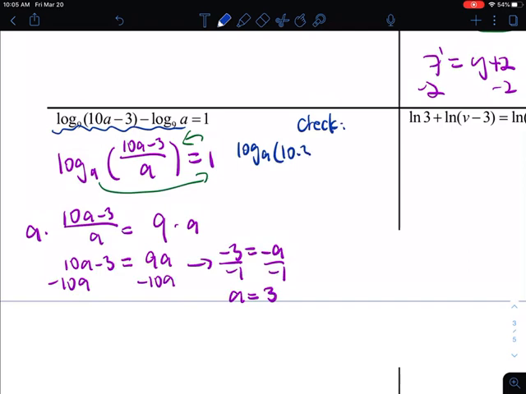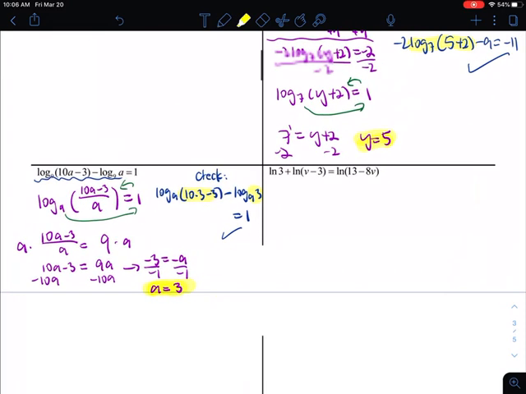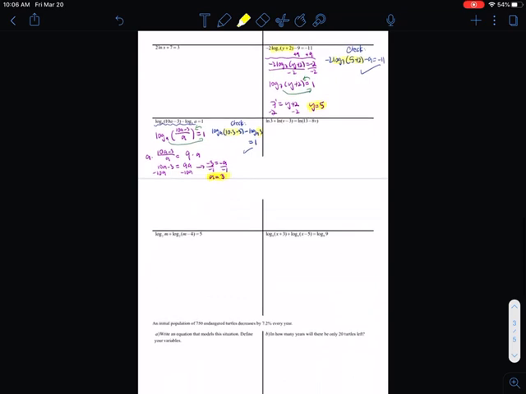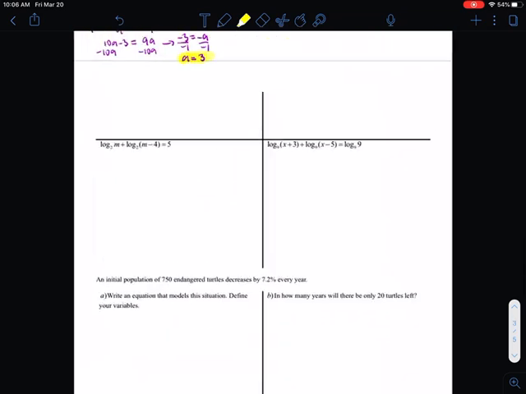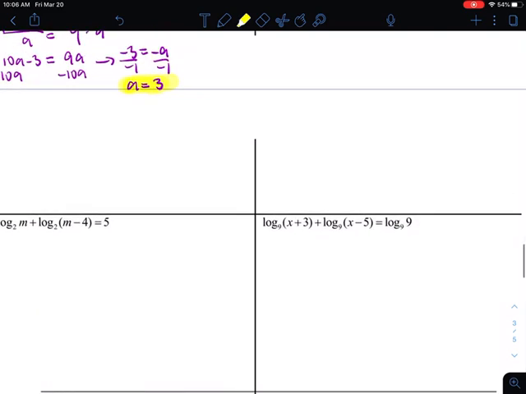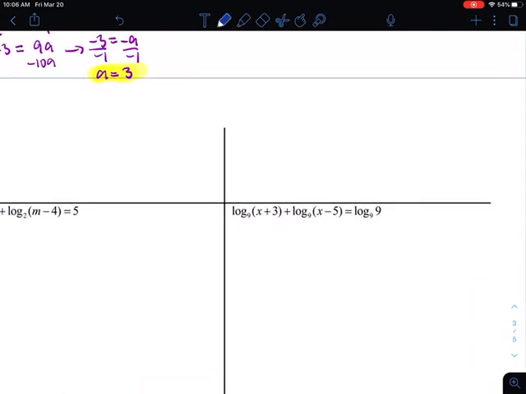So I'll have log base 9 of 10 times 3 minus 3 minus log base 9 of 3 equals 1. And then we see that both of these will be positive, so in this case, this will work as well. So there's my solution, a equals 3. All right, and then let's go to the last page. We'll go ahead and work through one of these as well.